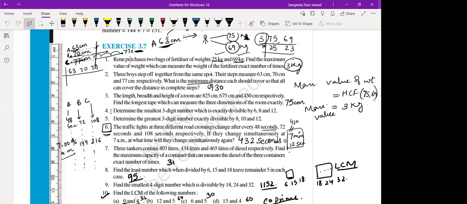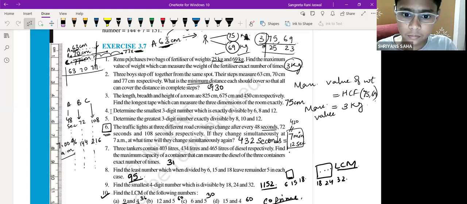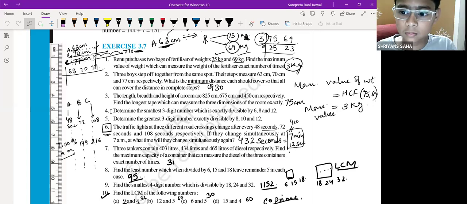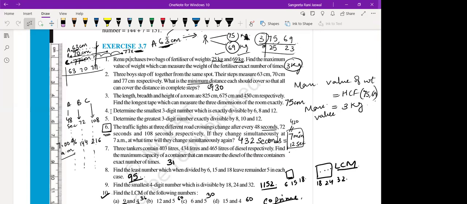So exactly divisible by. That means some big number which is divisible by 6, some number is divisible by 8. That means 6 is a factor of that number, 8 is a factor of that number, 12 is a factor of that number. Yes, this is what you mean. Okay. So it's the smallest 3-digit number which is exactly divisible by these. So what will you do? How will you find that big number? LCM. Okay. You will take the LCM of that. Yes, ma'am.